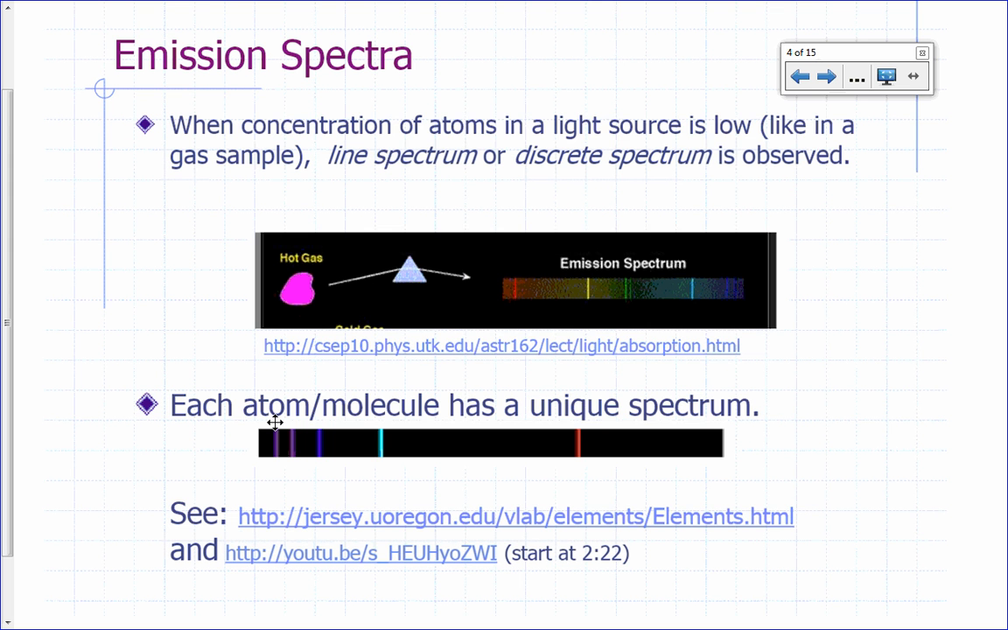Now, each atom and molecule, it turns out, has a unique spectrum. It's sort of like its fingerprint. So, for example, this spectrum right here that I'm showing you, we have red, green, bluish green, and then you've got violet right here. This characteristic spectrum that you see here is unique for hydrogen. So if you see this spectrum, you know it comes from hydrogen atoms. So we can use the light that's produced by atoms and molecules as a way of identifying them.